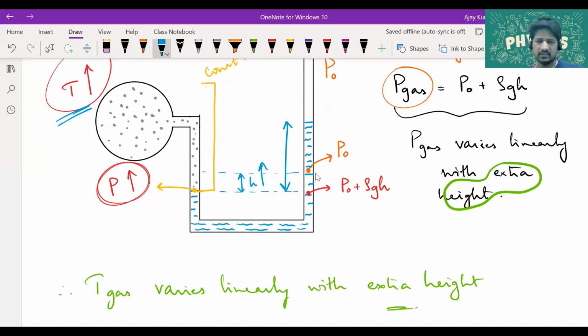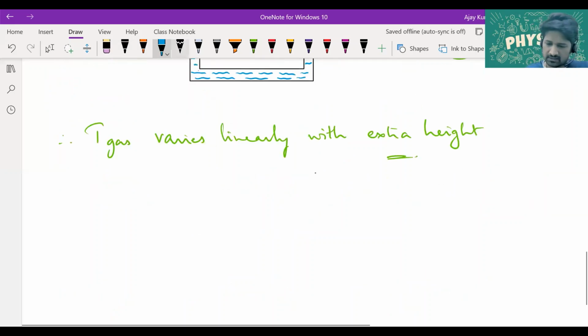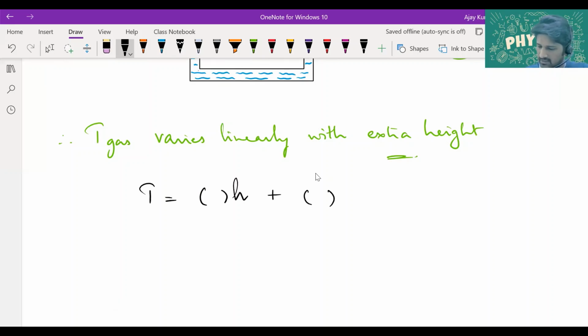Now, if anything varies linearly, the graph will be a straight line. That is what we mean by linear variation. The equation will be like this. Temperature is equal to some constant multiplied with extra height plus some other constant. It's like y is equal to mx plus c, where y is temperature, x is height. They vary linearly with each other. Now, for such an equation, if you draw a graph, the graph will be a straight line. So what they did was they plotted graphs. Just a moment. Let me draw the graph.